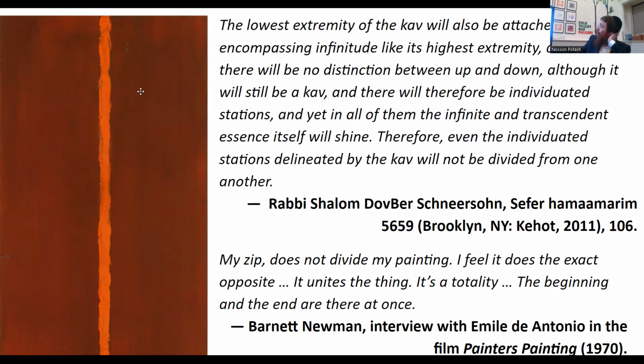Although it will still be a Kav, and there will therefore be individuated stations, yet in all of them, the infinite and transcendent essence itself will shine. Therefore, even the individuated stations delineated by the Kav will not be divided from one another. So here we have this idea that on the one hand, the world will be completely suffused with the infinitude of God in a way that every place in the world, highest and lowest, will be equal. And yet, they'll be distinct.